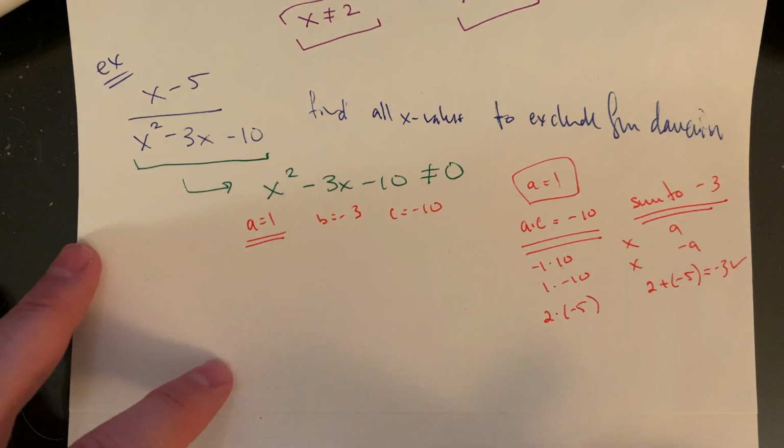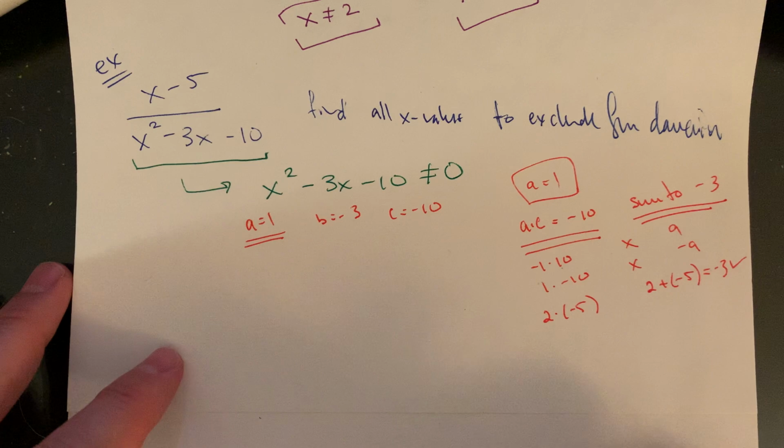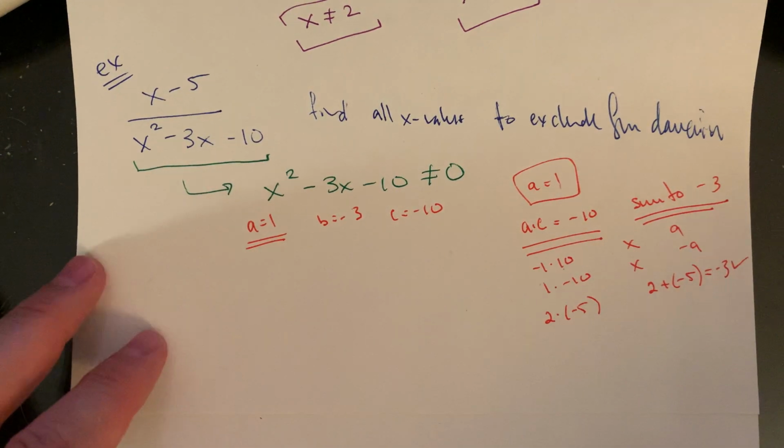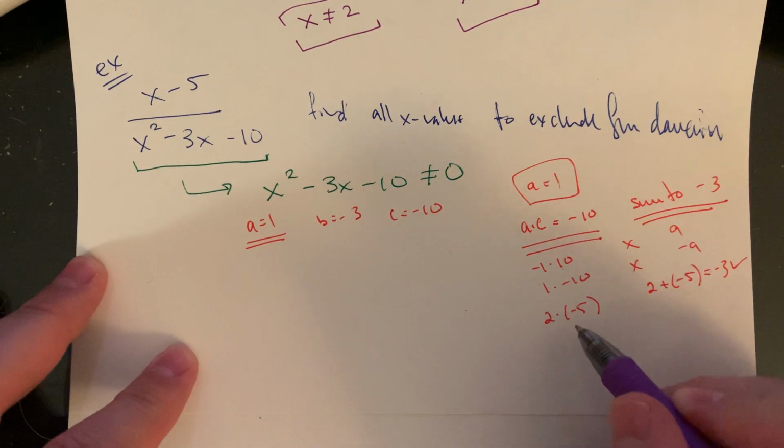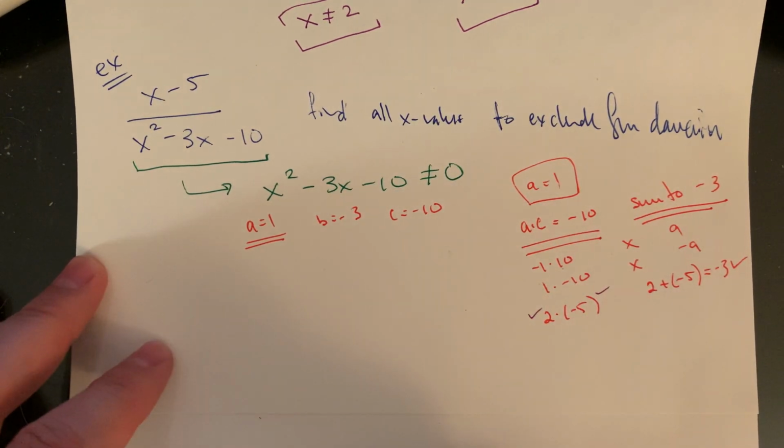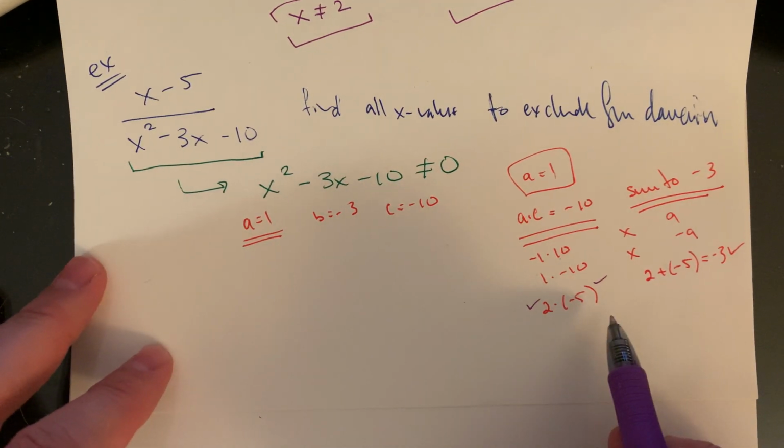So that's my pair. As soon as I hit on the pair that works, I can stop. I don't need to check any more numbers. I just need one that works. So my pair here would be 2 and negative 5.